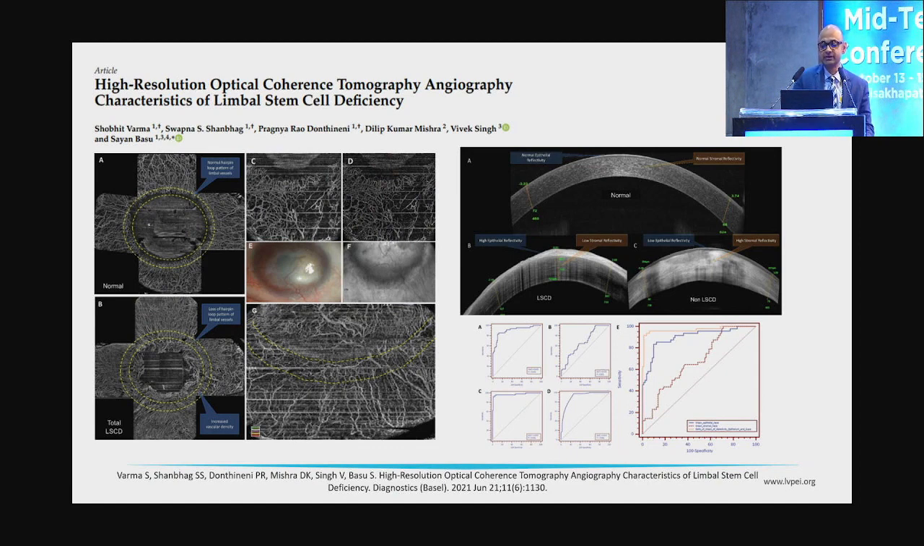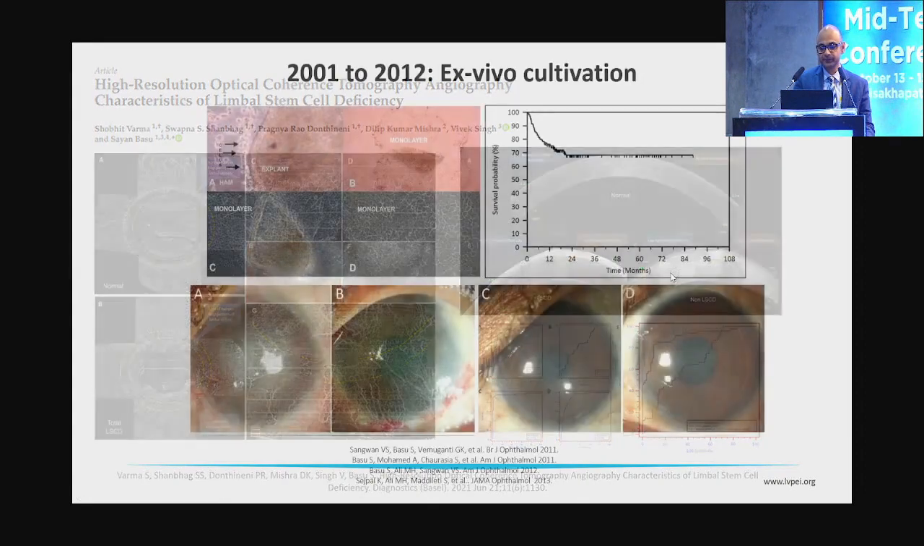But a simple line scan will tell you that in limbal stem cell deficiency, you have abnormal epithelium, which is hyperreflective, over a hyporeflective stroma, which is exactly the reverse of what you see in other corneal conditions where the epithelium is normal, but the disease is in the stroma.